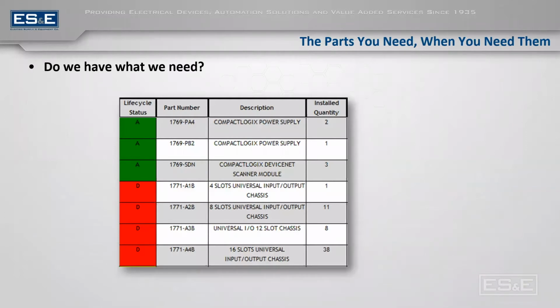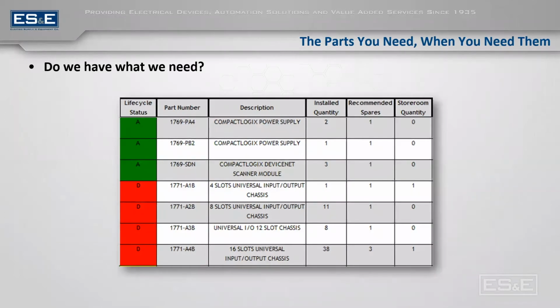We didn't cover this earlier, but not only are we going to collect information about what we have on site, we're actually going to go through the storeroom as well. So going through the storeroom is going to give us visibility into the condition of the products, how many we have. For example, if I know I have 3 of those 1769 SDN modules, it's recommended that I have 1. I have 0. And that means that any one of those can break, and that may cause an extended downtime.